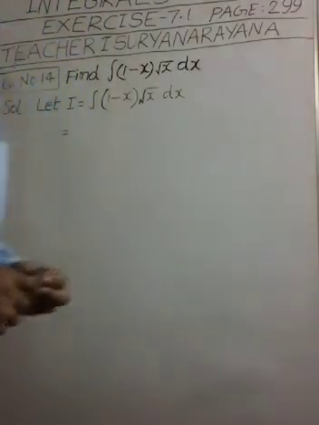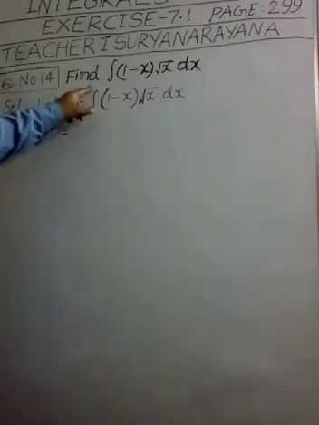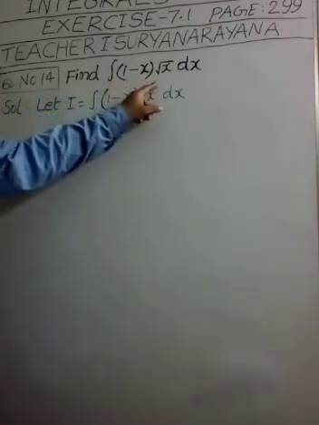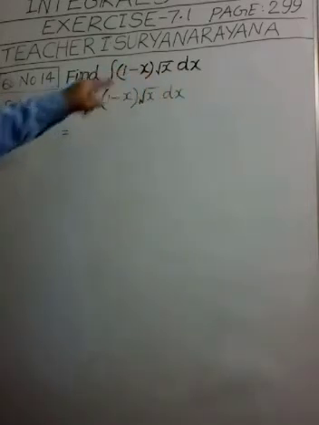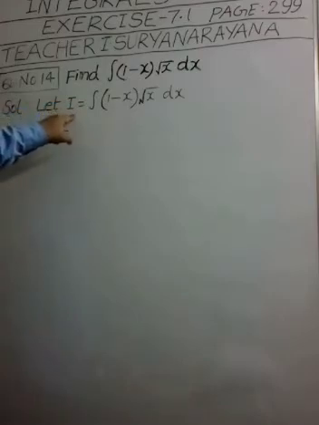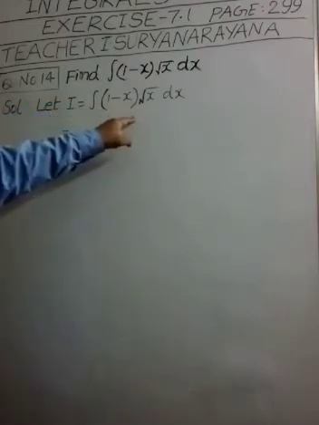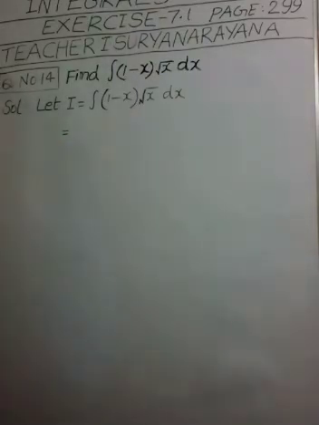Now come to the next question, that is question number 14. Question number 14. Find integral (1 minus x) into root x dx. Understood this question, my children? Right. Now come to the solution part. Let us assume that capital letter I is equal to integral (1 minus x) into root x dx. This is the first step. I previously told you, we have to assume that the given integral is capital letter I. So this is the first step. Understood this first step, my children?